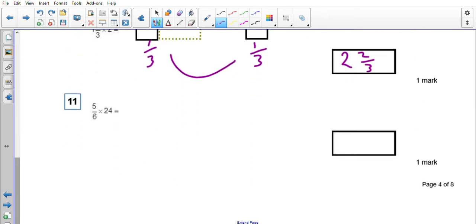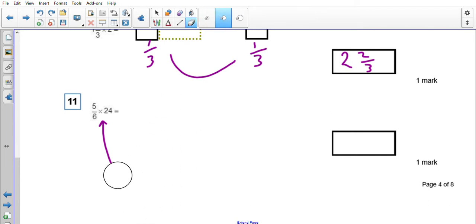For the last one on this page, question number 11, I have 5/6 multiplied by 24. The really key thing to remember with this one is that the multiplied by can be replaced with an of. So instead of 5/6 times 24, that can simply be 5/6 of 24.